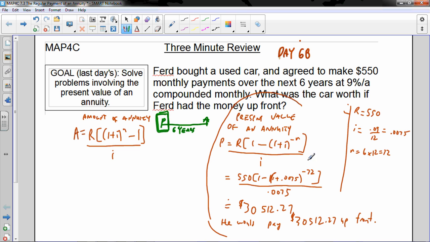One would argue that probably he'd be paying less than that, because if he had all the money up front, he wouldn't have to worry about interest, and that's probably true.